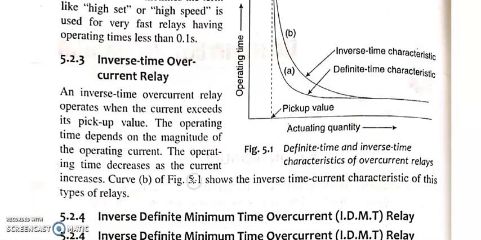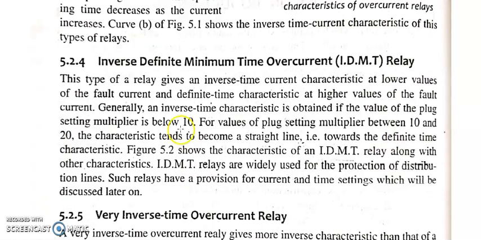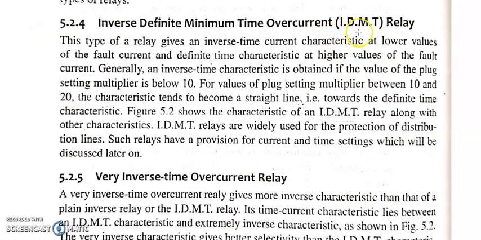Now let us see the fourth one, that is inverse definite minimum time overcurrent relay, also called as IDMT relay. Here again the name is indicating it has got two characteristics in it. First characteristic is inverse time overcurrent relay and the second one is definite time overcurrent relay. So it acts like an inverse time current relay at the lower values of the fault current, the first one like I said, and it acts like a definite time overcurrent relay at higher values of the fault current.